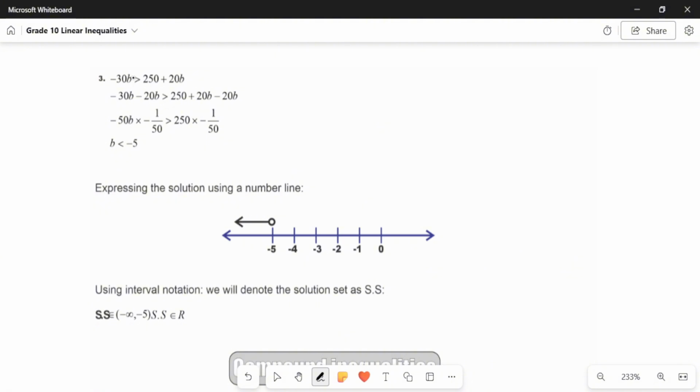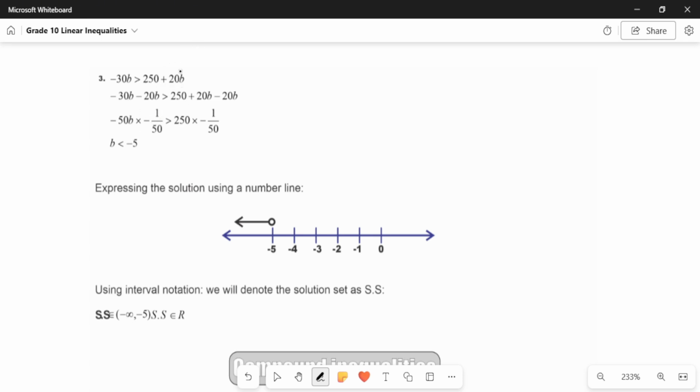Okay, minus 30b greater than 250 plus 20b. What are we asked here? We're trying to find b values that when I input them here and here, I output numerical values in this expression that are greater than the numerical values in this expression at those exact b values that we inputted.